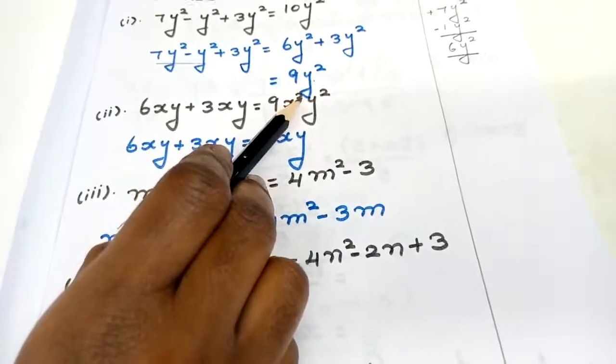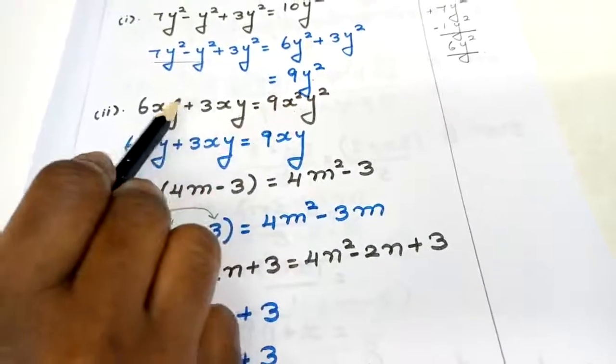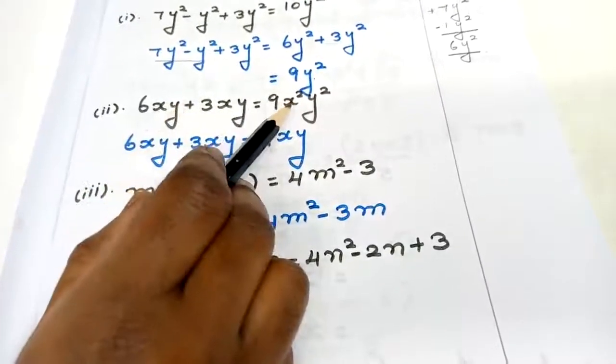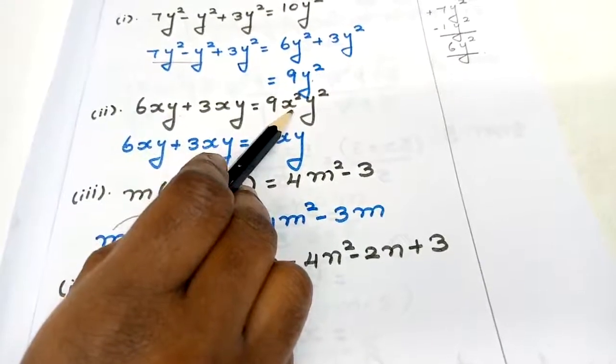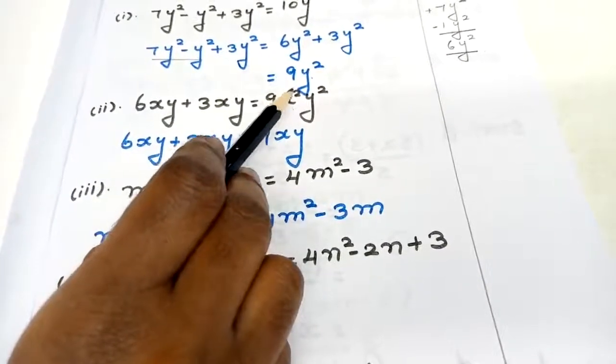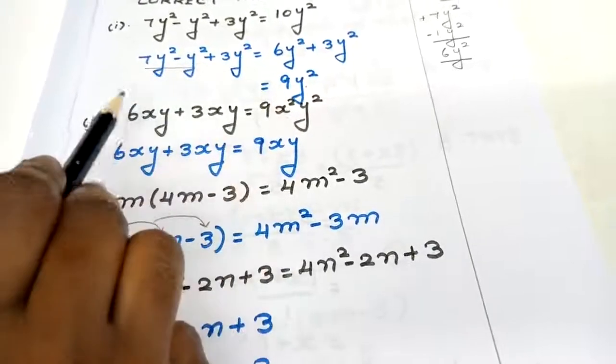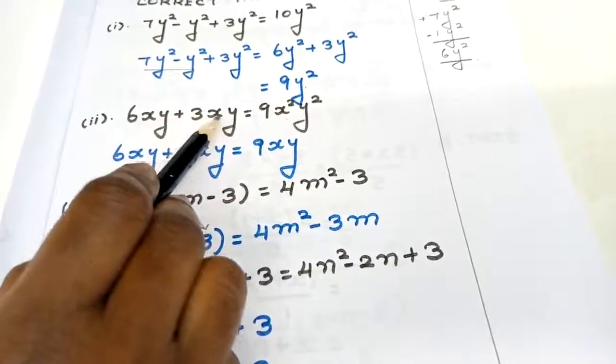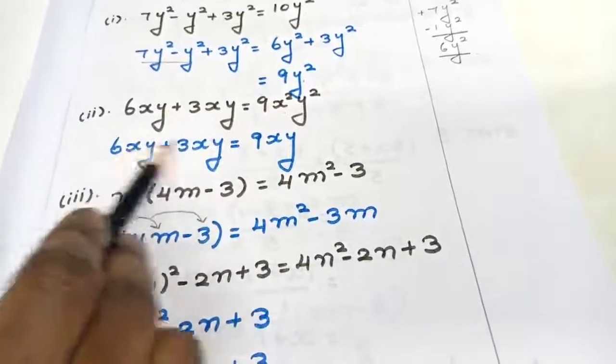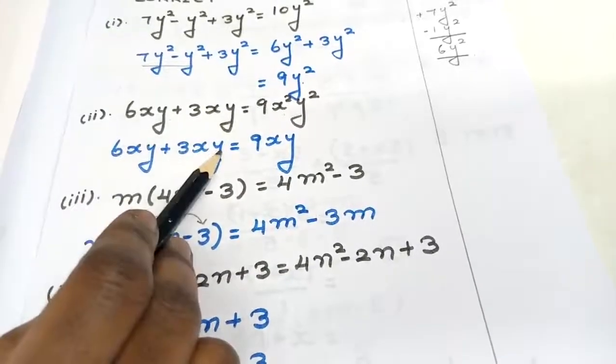Just analyze and see, students, which one I can calculate. Only the left hand side I can calculate, the right hand side I cannot do anything. I am going to keep it as it is. I am going to check whether I am going to get this answer or not. 6xy plus 3xy. Calculate. Both are xy. Xy is going to remain as it is.